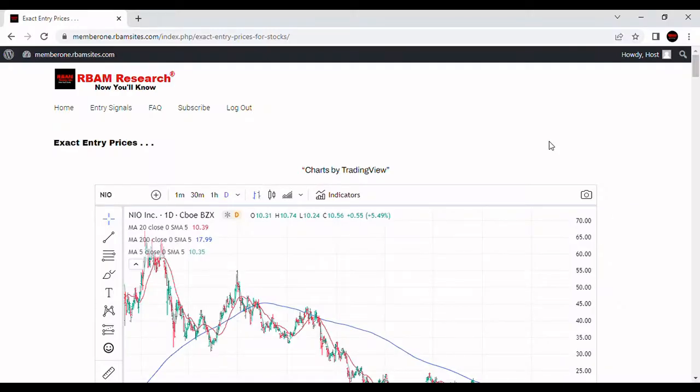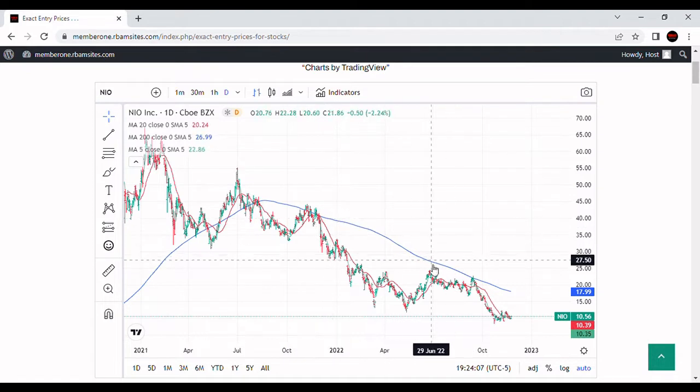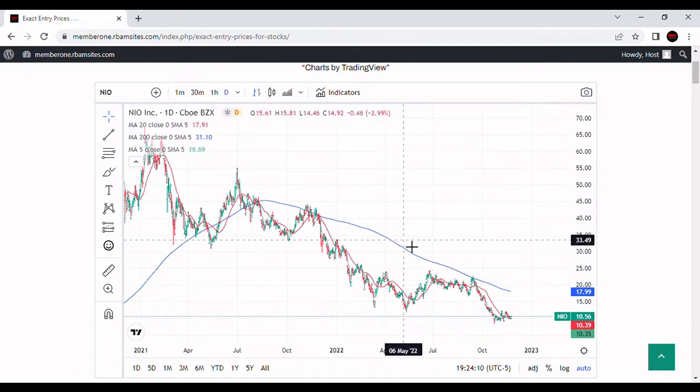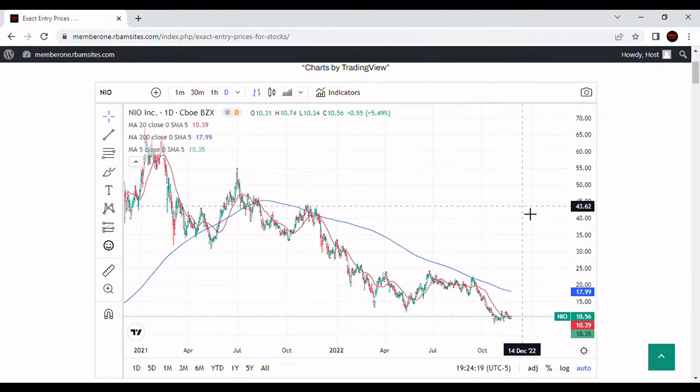We're going to do a video on NIO stock analysis. We've got a daily chart of NIO in here for you with a blue 200-day moving average. We're going to do an hourly, a daily, and a weekly chart. And we're going to show you some algorithmically generated entry prices by RVM Research and show you how to get them free at the end. So stick with us to the very end so we'll show you all of that.